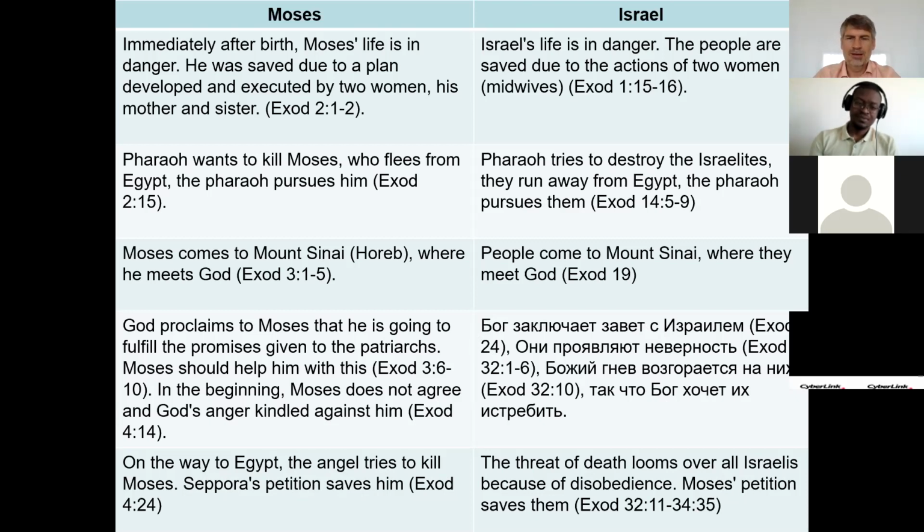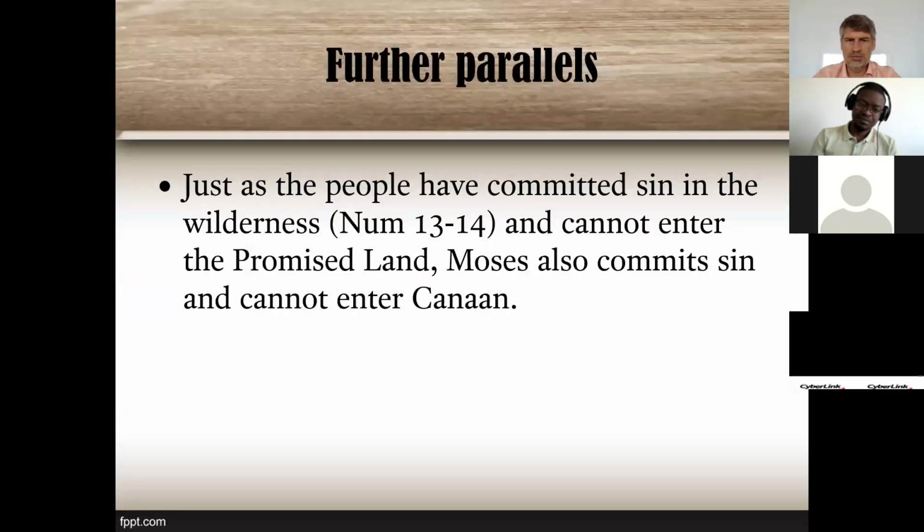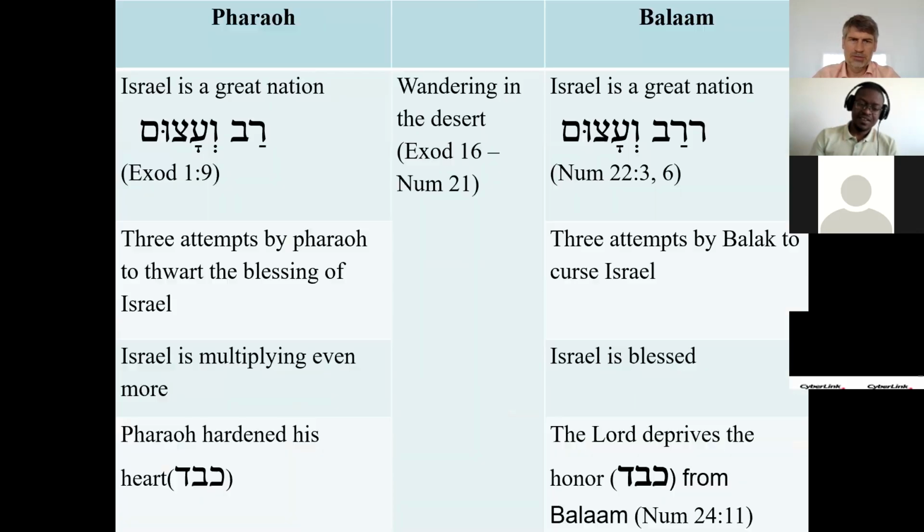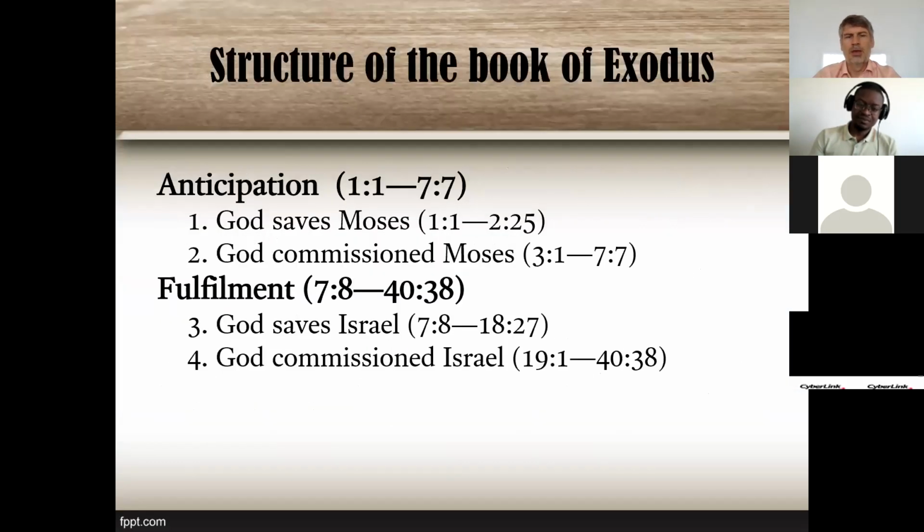And Moses is like a symbol or type of Israel as a nation. Everything that happened to Moses in the first chapters of the book of Exodus is repeated again with the entire nation later on. And it seems to me there are some more parallels. Just as the people have committed sin in the wilderness and cannot enter the promised land, Moses also commits a sin and cannot enter the promised land. So we can see that those parallels are between Moses and the people.